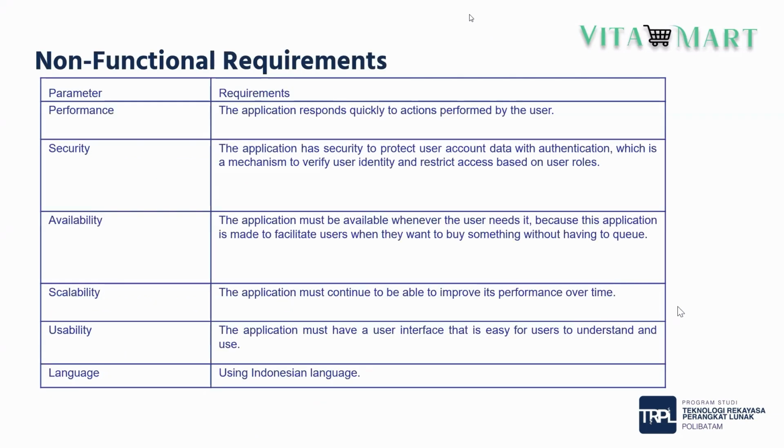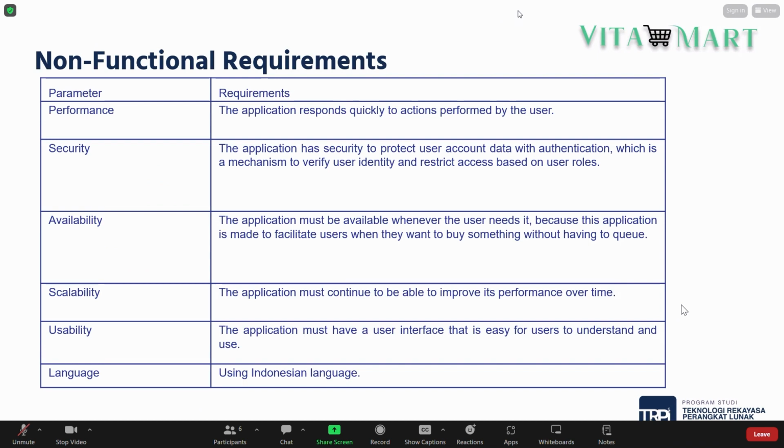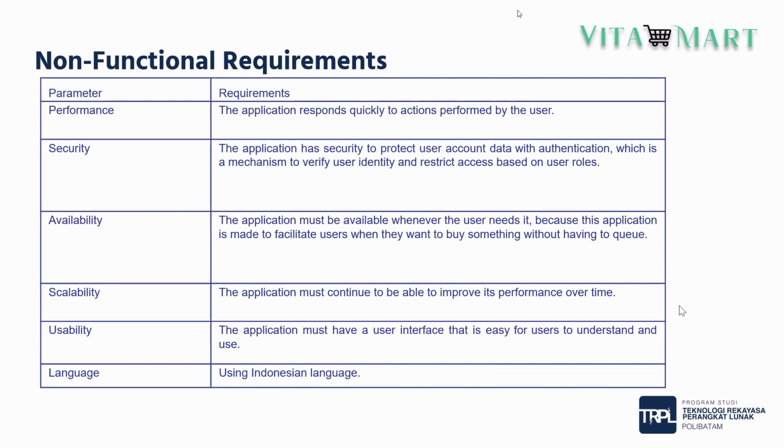Next, non-functional requirements. Performance: the application responds quickly to actions performed by the user. Security: the application protects user data with authentication, a mechanism to verify user identity and restrict access based on roles. Next, availability. The application must be available wherever the user needs it, because this application is made to facilitate users when they want to buy something without having to queue.